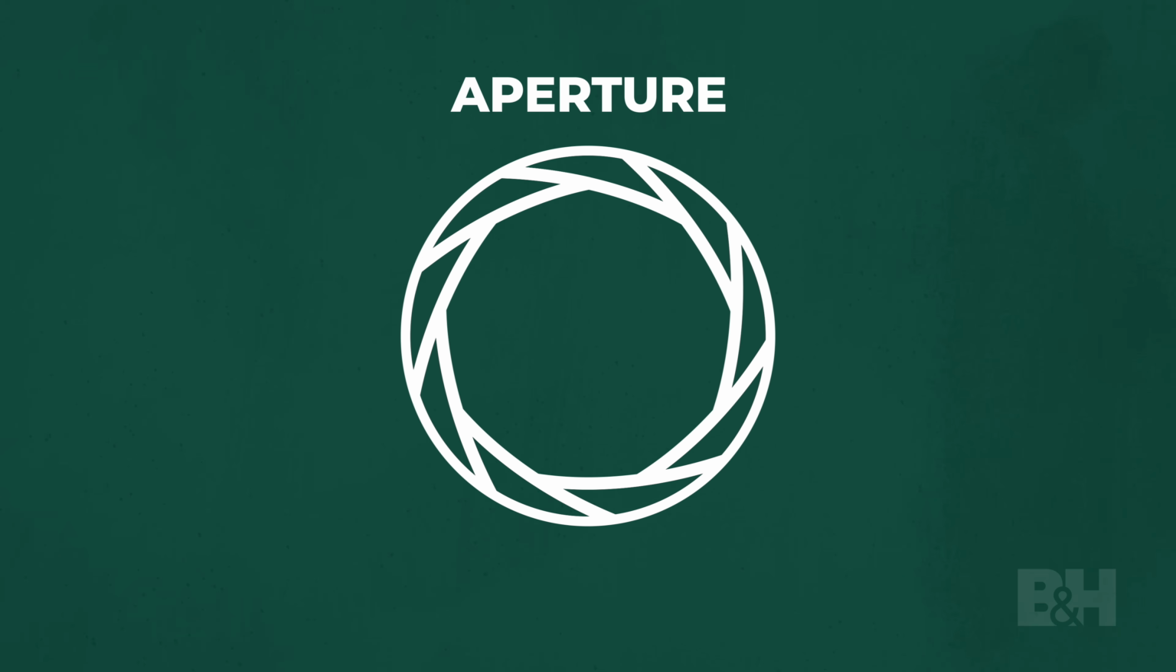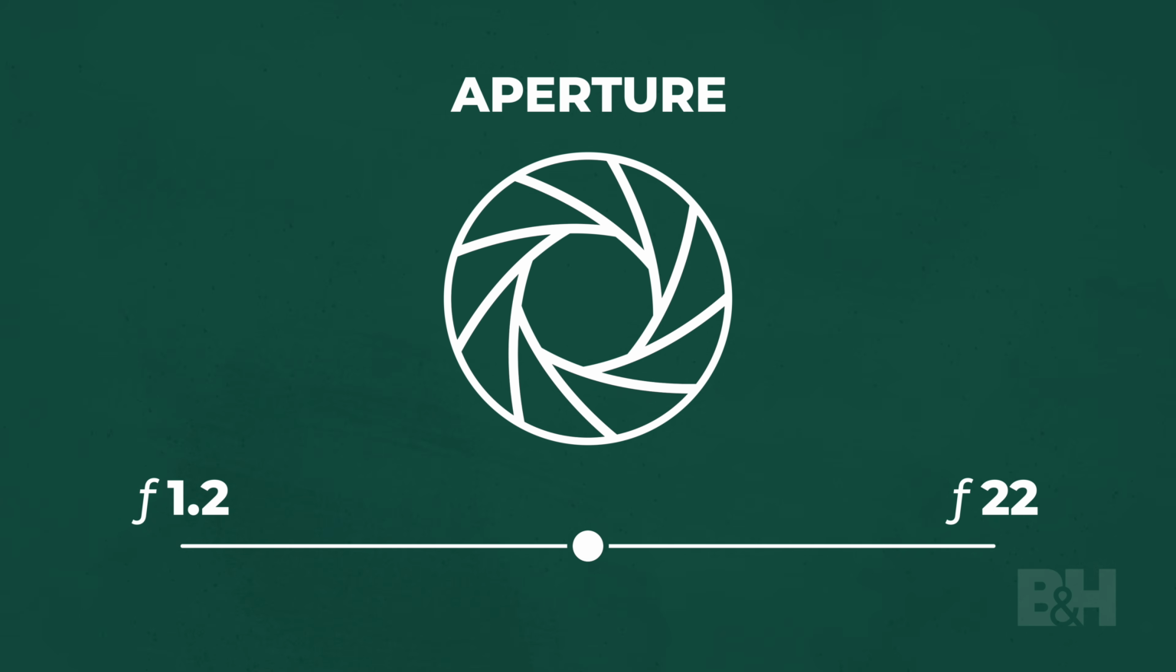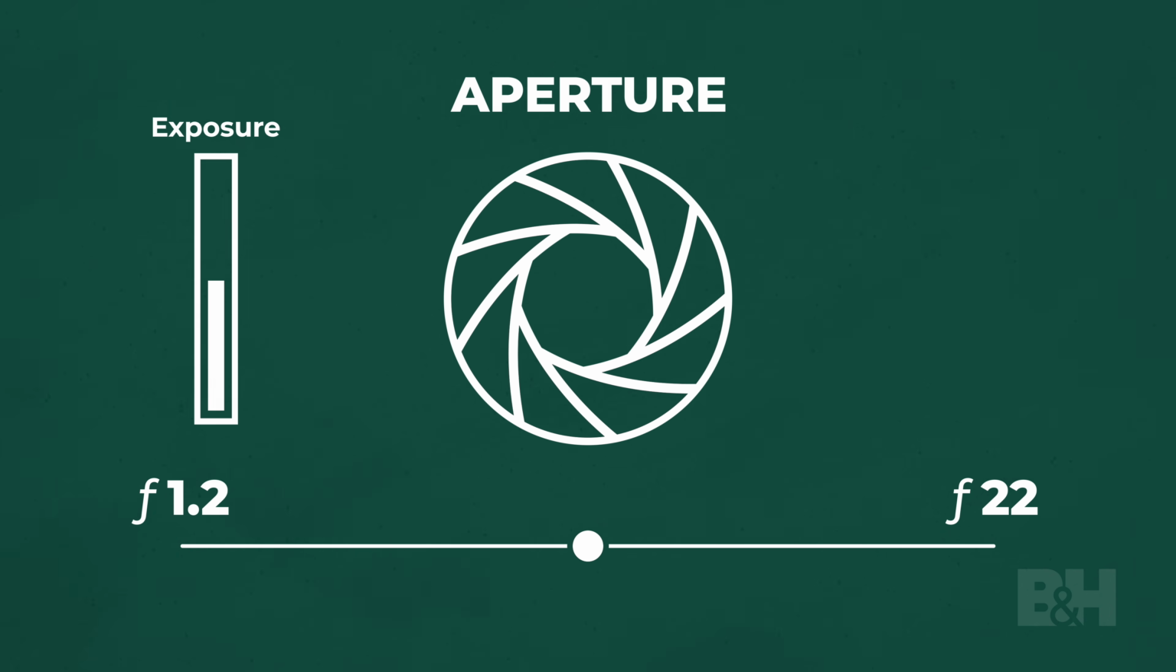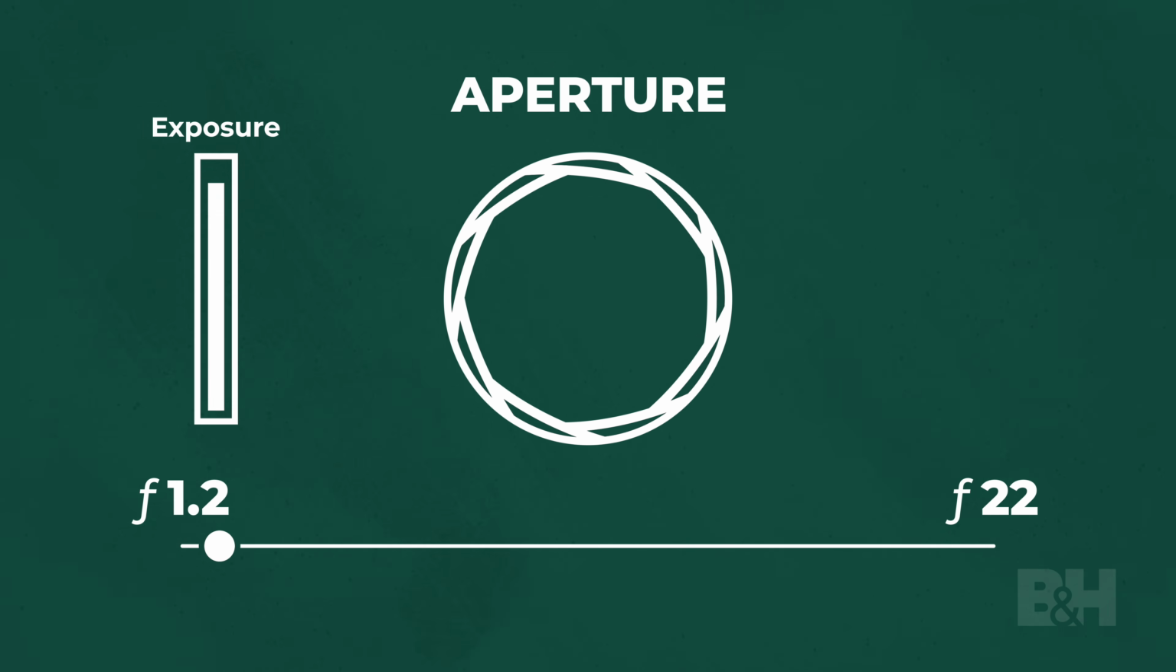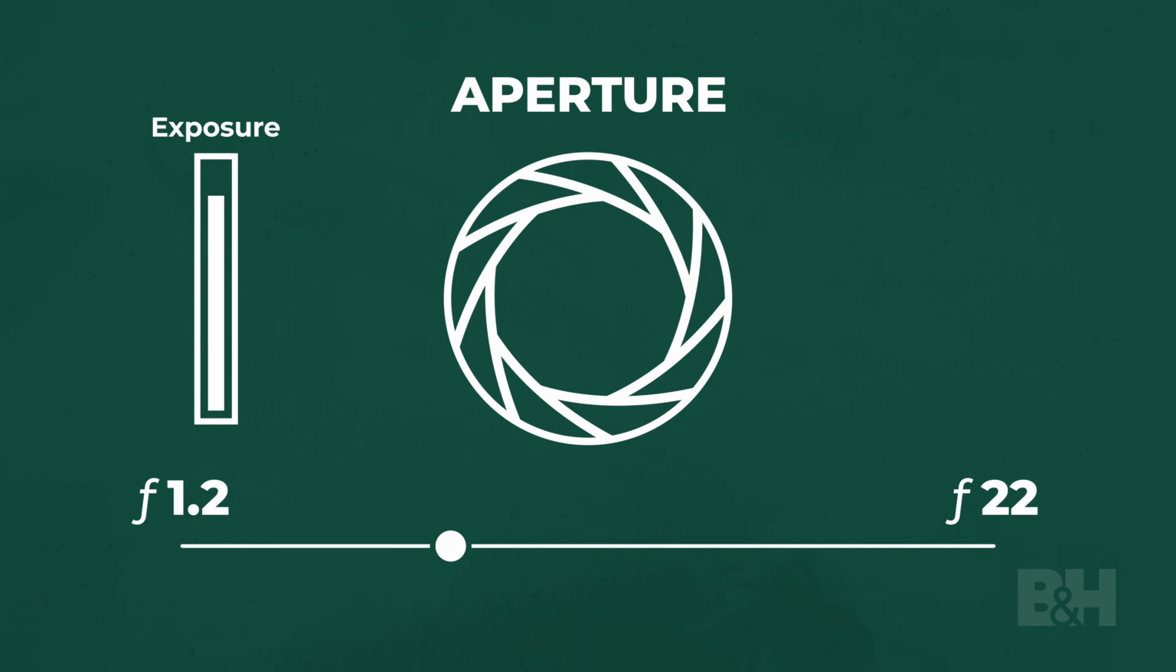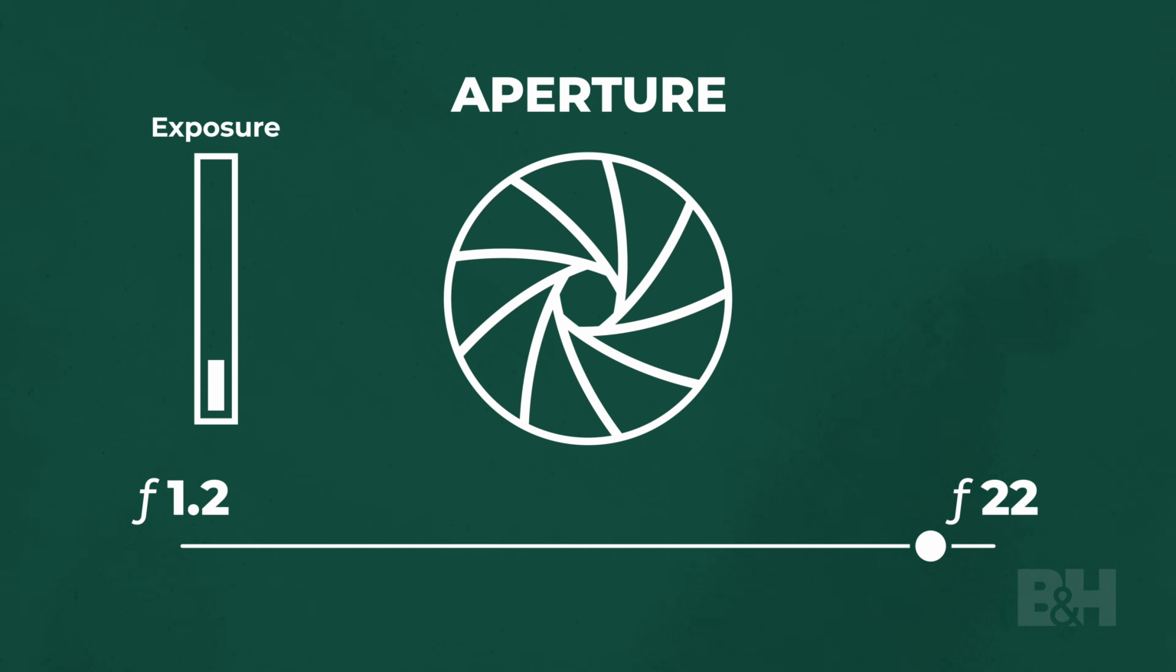So the first point of the triangle is aperture. Aperture is the size of the opening of your lens and is also measured by f-stops. A smaller f-stop number equals a larger aperture size, which also means more light is being allowed into the camera sensor. But how does this affect the final image?